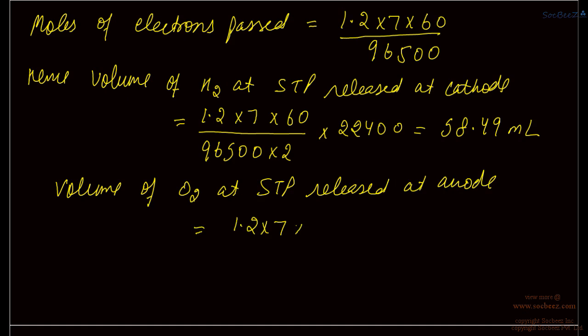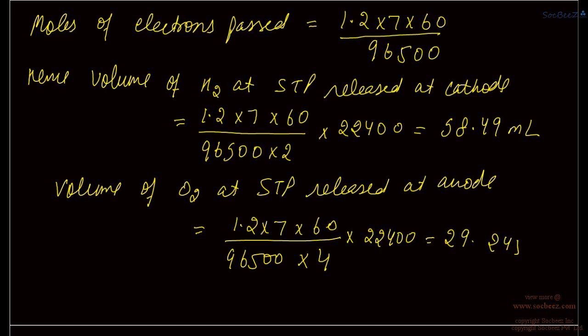And the volume of O2 at STP released at anode equals 1.2 into 7 into 60 divided by 96500, divided by 4 further, because the volume of O2 is half that of H2, into 22400, equals 29.245 milliliter.